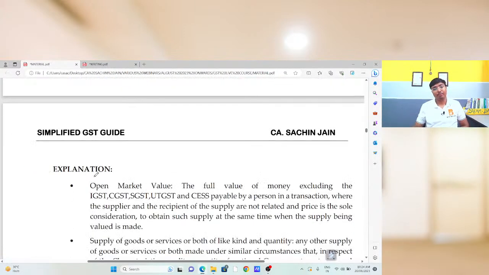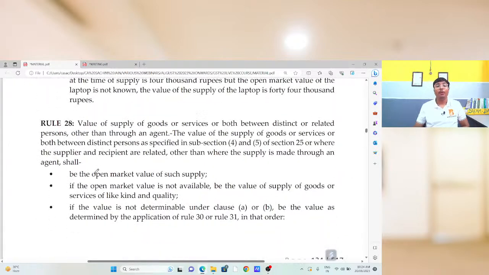Okay, now rule number 28, which is applicable in case of distinct person and related person.